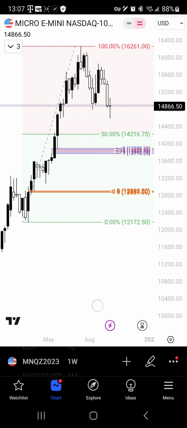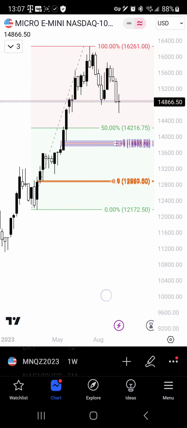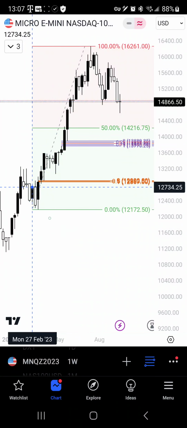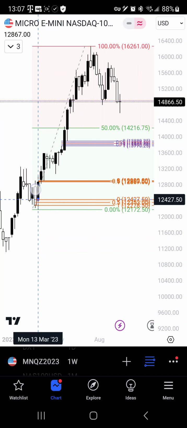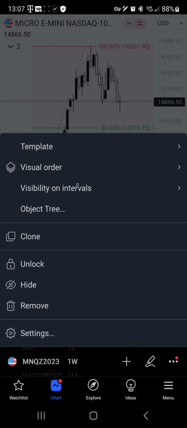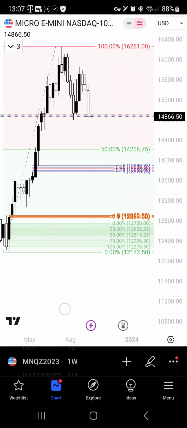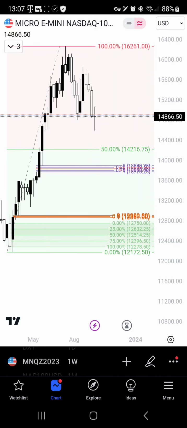All right, what else? I do see this down close candle that should support price. Just going to throw that on there. All right. So that's what I'm doing here on the weekly.